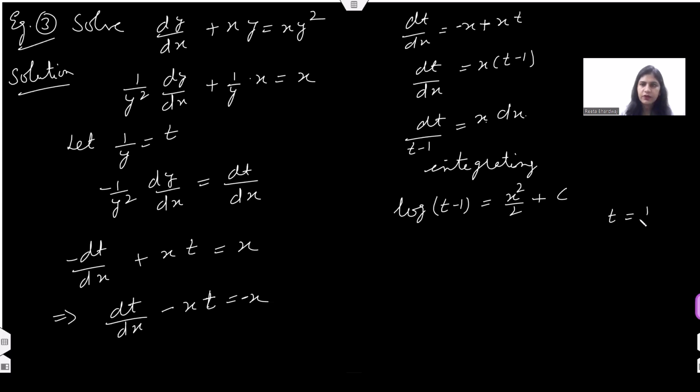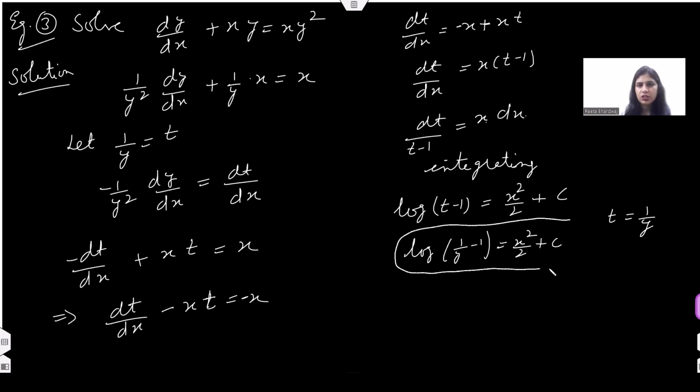Our t had the value 1 by y, so using that we are having 1 by y minus 1 equal to c times e raised to x square by 2. So this is the general solution of this Bernoulli's differential equation. Okay, so this is all about linear differential equation.